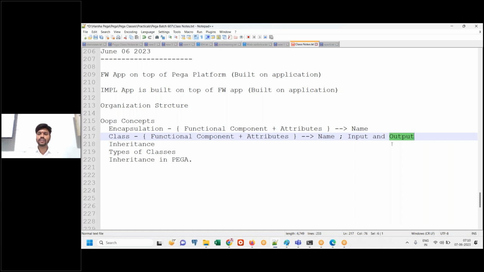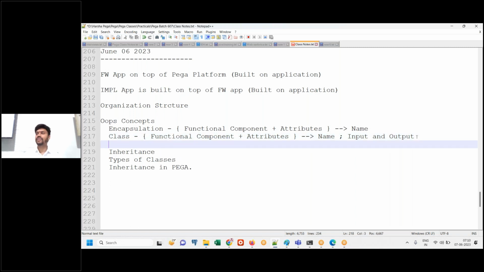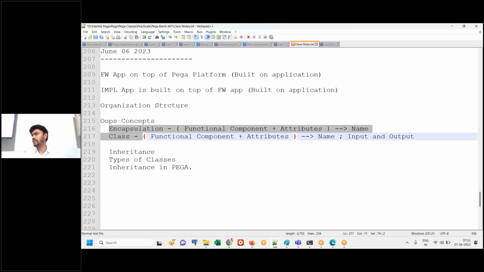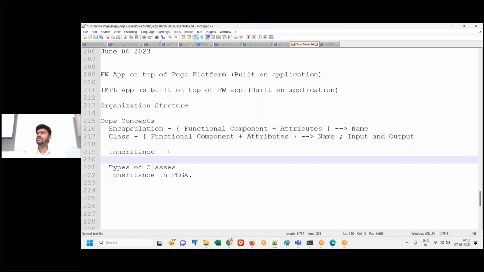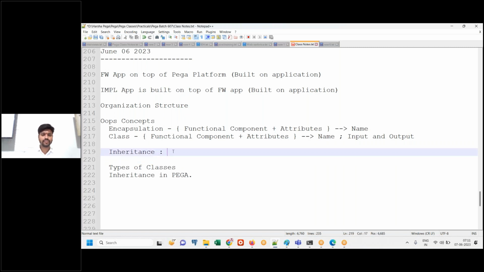Next topic we are going to discuss is the inheritance topic. Also we need to discuss types of classes. First I will cover inheritance in general, not related only to Pega, but universally. Whatever I told about encapsulation and class, I also covered universally, and inheritance is the next concept. In general, inheritance means parent and child relation.